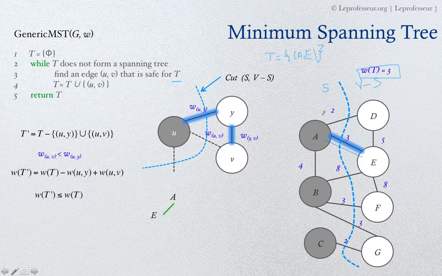Now we apply the same procedure for another edge which is being cut. Let's say between A and D, we get the new weight, and these two edges are in our spanning tree T. Okay. Now we move to the next edge, which is A and B.